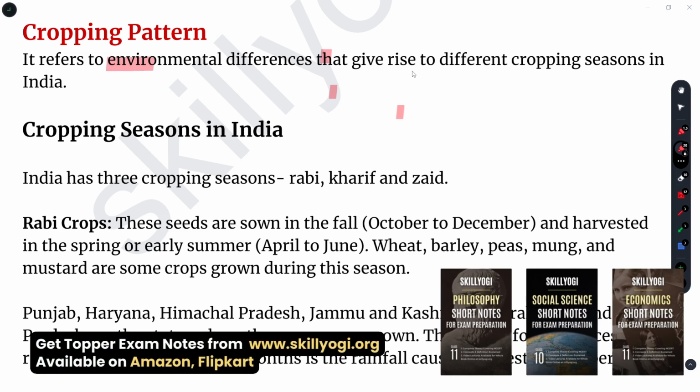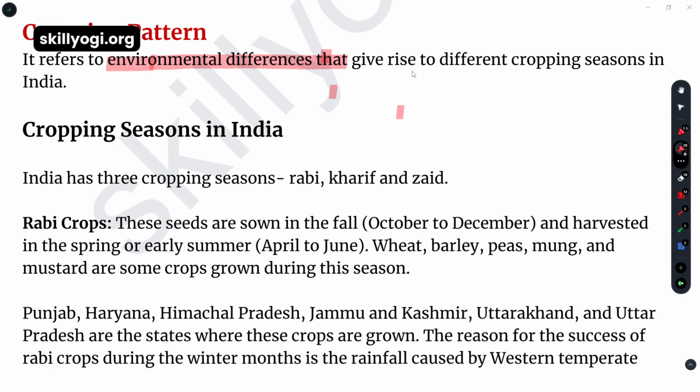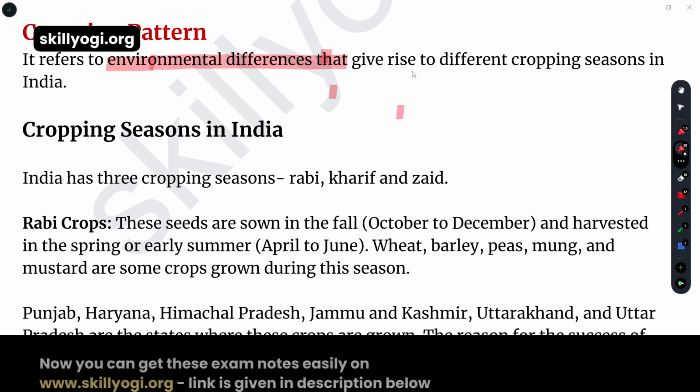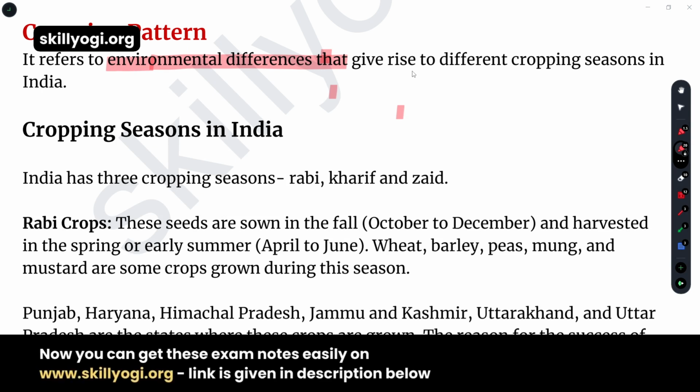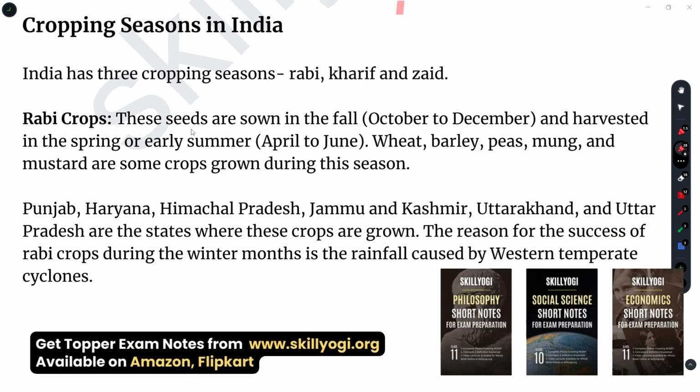Yes, it refers to the environmental differences that give rise to the different cropping seasons in India, because we know in our country, India is a varied country, as varied places are there. So we cannot have the same crop in the same cropping pattern or the same climatic conditions. So different climates and different crops need different climatic patterns. So in different parts of our country, which places are growing which kinds of crop, that we are going to know about in this note.